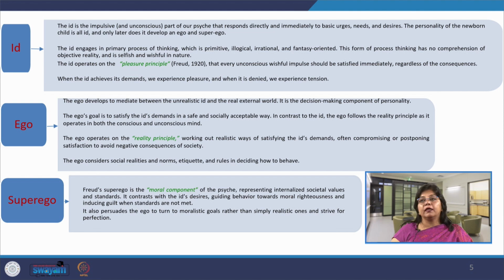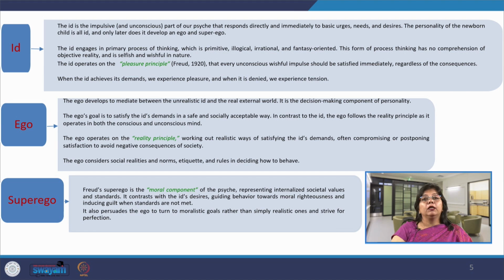As I mentioned, the id has no understanding of social reality. So, when the id achieves its demands, we experience pleasure. It is so simple to understand that whenever any illogical, irrational desire is fulfilled, we experience pleasure. But once they are not satisfied, an individual will experience tension and will engage in other forms of behavior which may be aggressive or may be very subtle. But still it dominates the human mind.